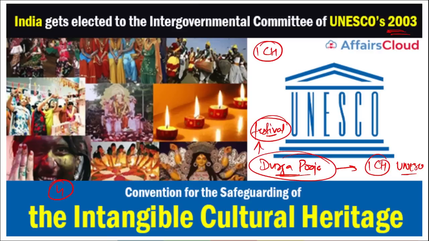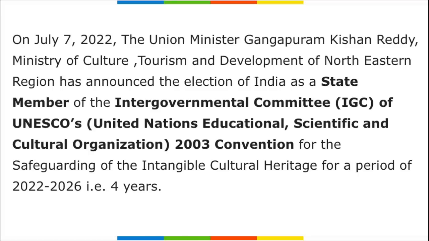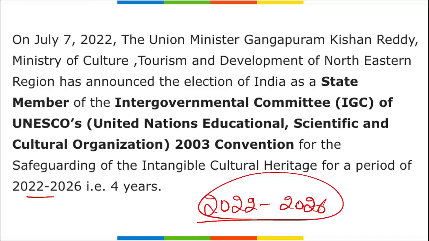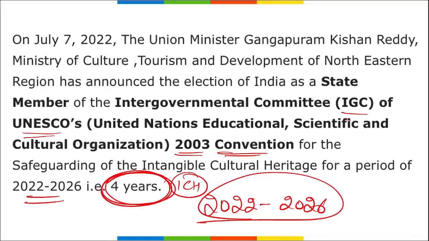So India has been elected to this IGC of UNESCO's 2003 convention for safeguarding the intangible cultural heritage for a period of 4 years, and India has been selected from 2022 to 2026. So you can see here 3-4 things you have to remember from this. India has been elected to what? To the IGC of UNESCO's 2003 convention for safeguarding the intangible cultural heritage, for a period of how many years? For a period of 4 years. And from when to when? From 2022 to 2026. India has become a part of this.